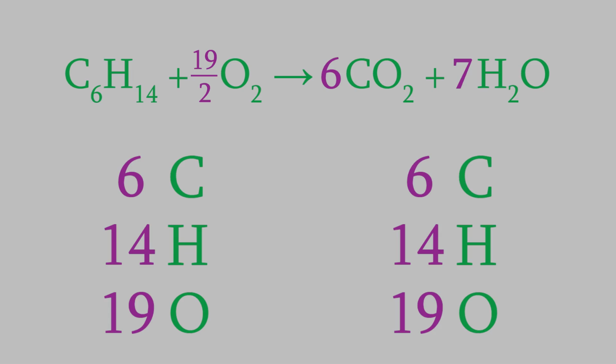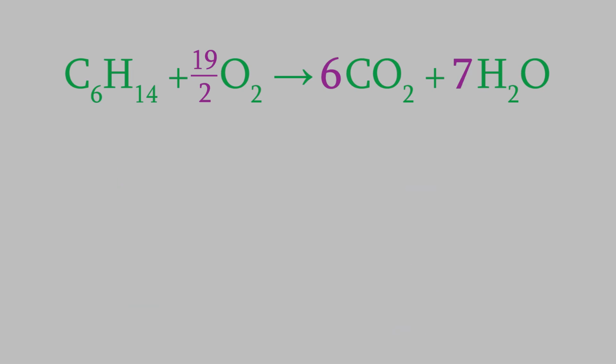But unlike our previous examples, one of our coefficients is a fraction. We really shouldn't leave it that way. Remember, the coefficient tells you how many molecules take part in the reaction, and molecules always come in whole numbers. You can't have half of a molecule. So we need to get rid of the fraction.